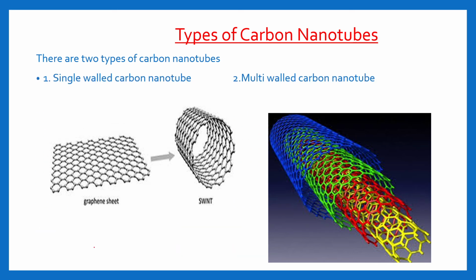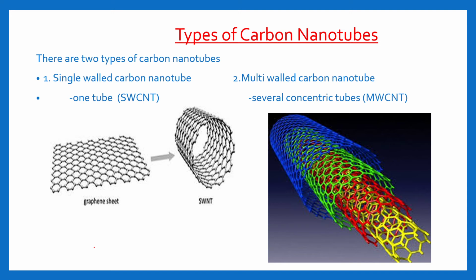SWCNT is nothing but single-walled carbon nanotube, and next, multi-walled carbon nanotube. What do you mean by single-walled carbon nanotube? By the name itself, we can understand: single-walled, only one wall, only one tube. That means the graphene sheet has been rolled. Then such a type of combination can be called a single-walled carbon nanotube.